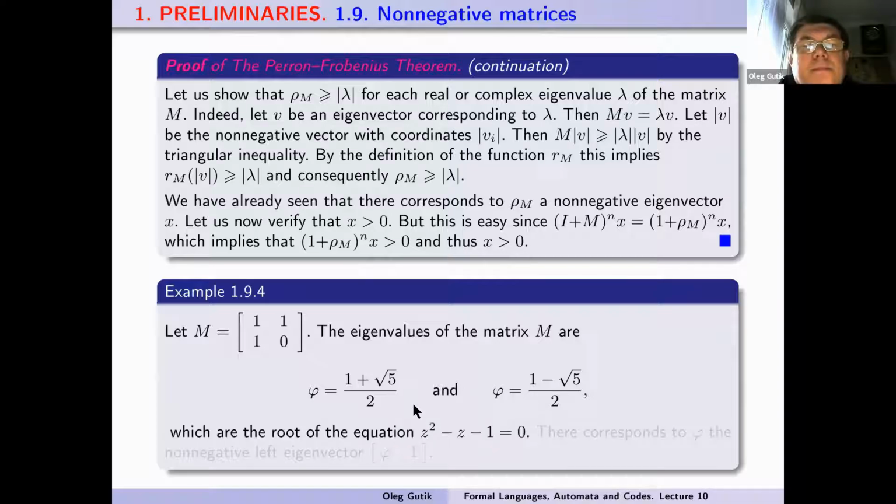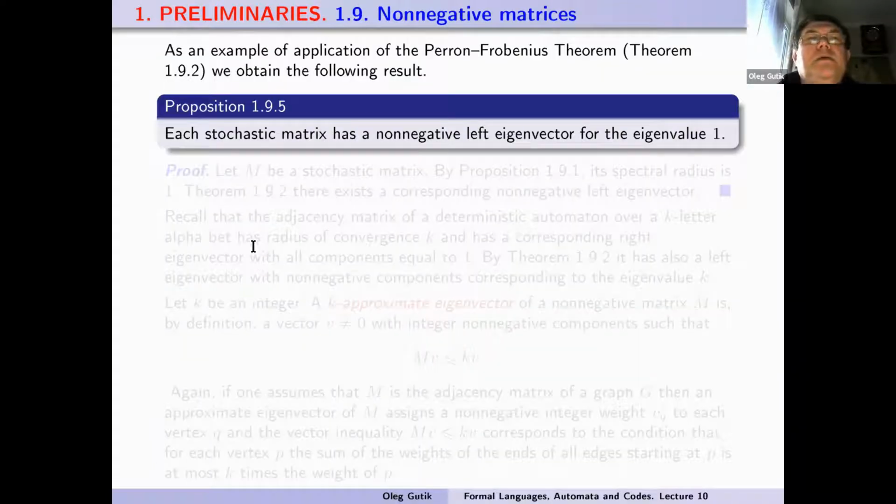They are the roots of the equation z squared minus z minus 1 equals 0. Phi corresponds to the non-negative left eigenvector (phi, 1). As an example of application of the Perron-Frobenius theorem, we obtain the following result.